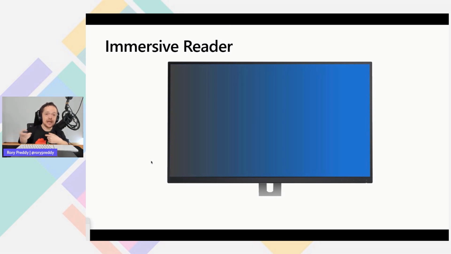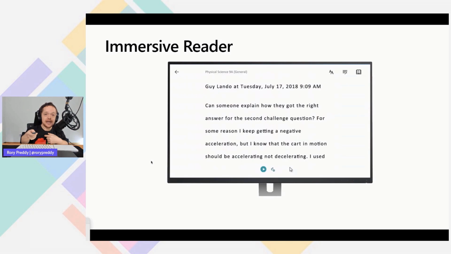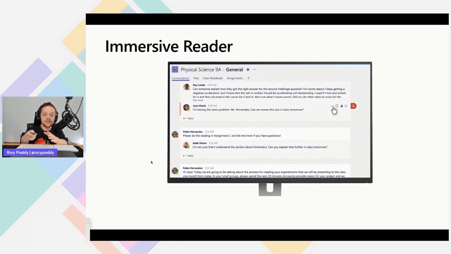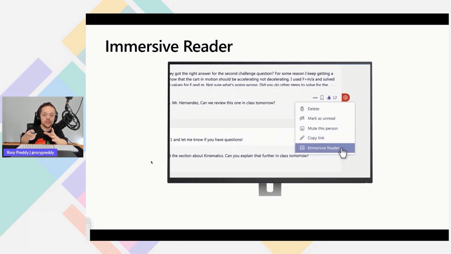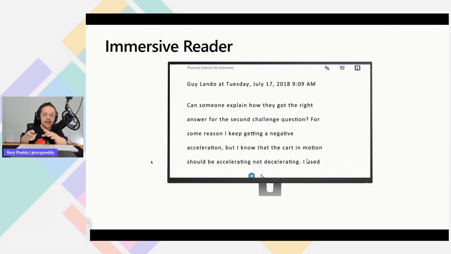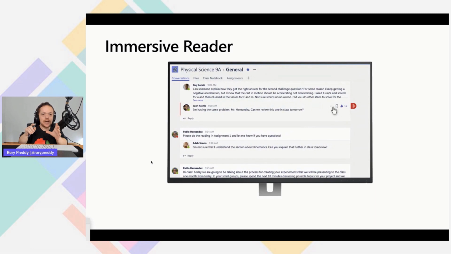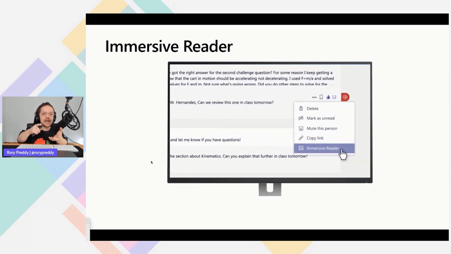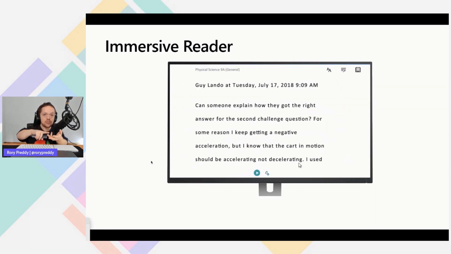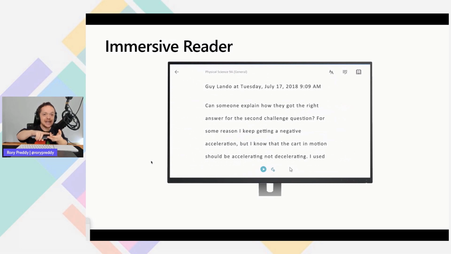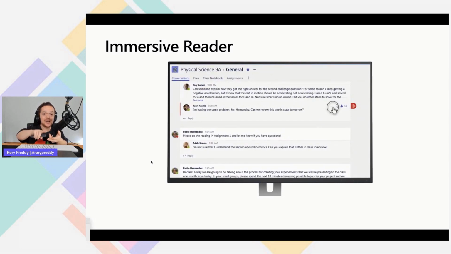And what Immersive Reader does, it scans a page and it gives you an immersive view, as you can see there. Clicking on Immersive Reader converts the text that you see there into easy to read text. It caters for people with ADHD, reading difficulties, and it gives you the ability to translate your text in real time.